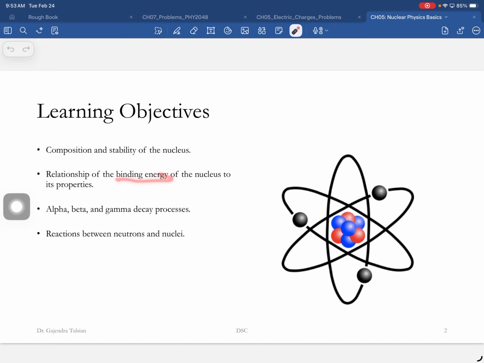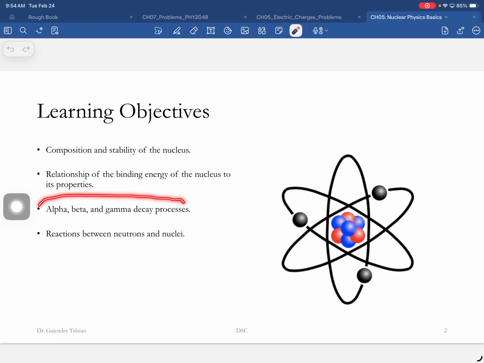Okay, so we'll talk about binding energy. Like I said, when you make this nucleus, this weighs less, and the difference in mass, that's the binding energy. That tells you how strong it's bound. So that's the amount of energy you would have to put in to split it apart.